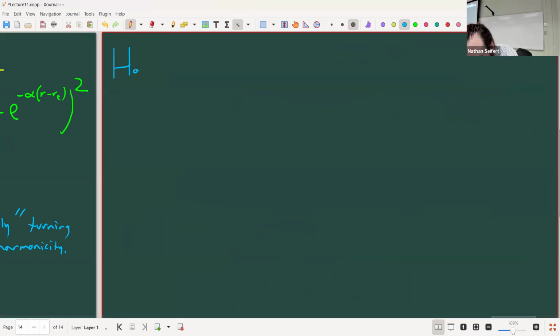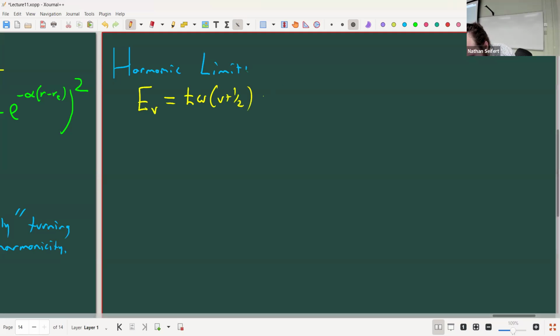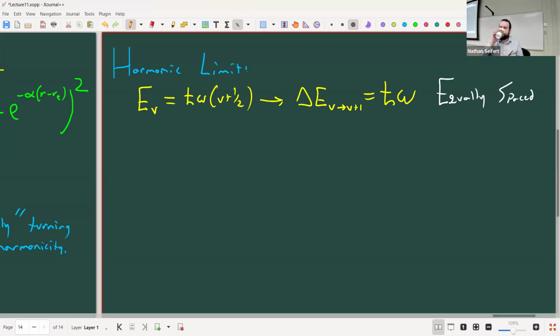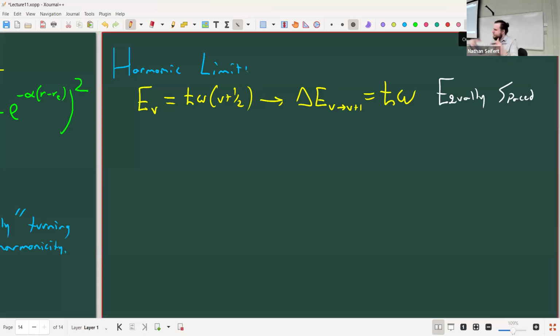Remember in the harmonic limit, the key is to look at the spectroscopy. In the harmonic limit, remember that the energy values are h bar omega times v plus 1/2, which means that the difference between the v and the v plus 1 levels is not dependent on v, it's just h bar omega. Equally spaced. So now what happens when I bring in my Morse oscillator?